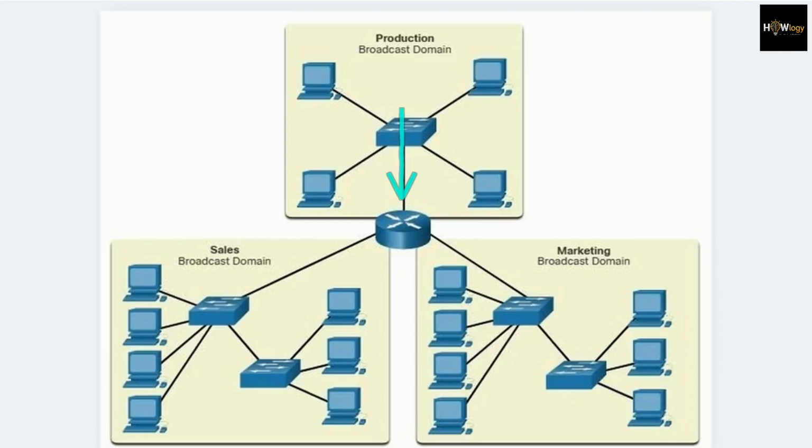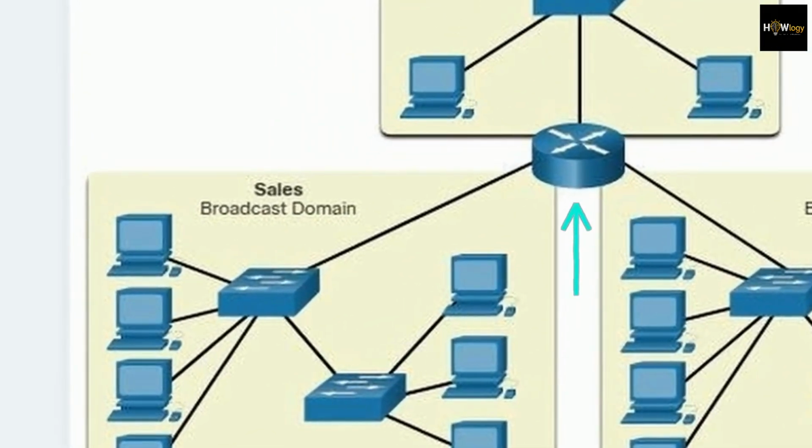Notice the central router in this diagram. It acts as a boundary, connecting networks while blocking broadcast traffic to create manageable domains like production and sales. To reach a remote client, your computer cannot deliver directly. It hands the packet to this default gateway.